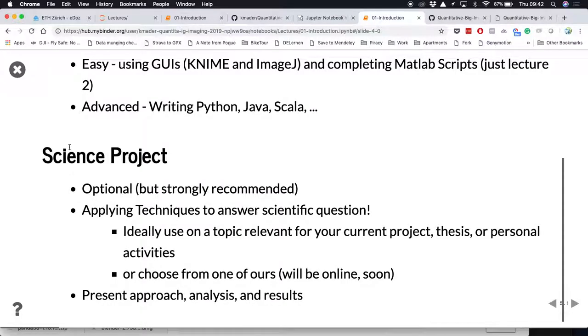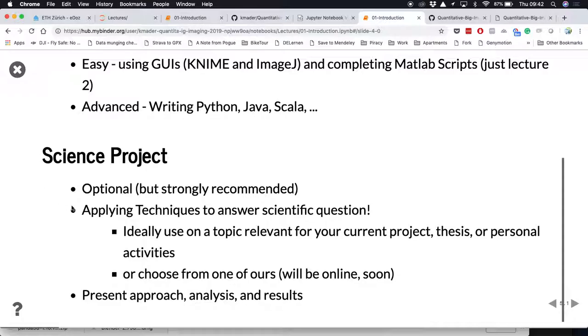Then the second part, which I actually think is one of the most important parts of the class, is this idea of a science project. And this is also optional. The only thing that's required to get credit for the course is to take the oral exam at the end.